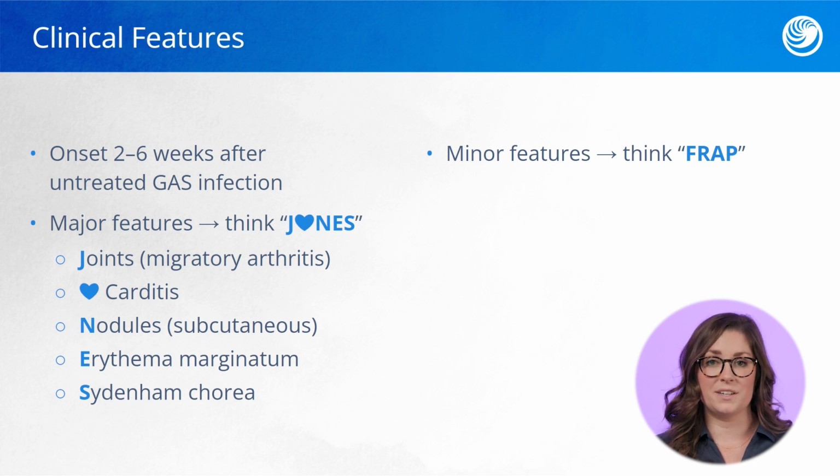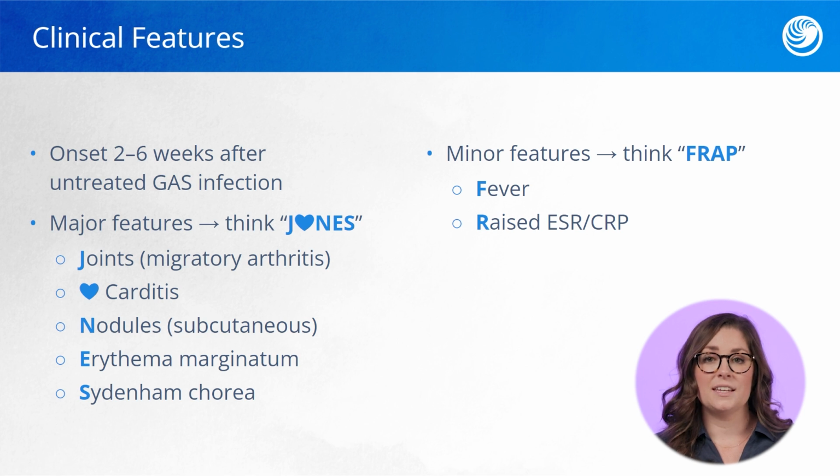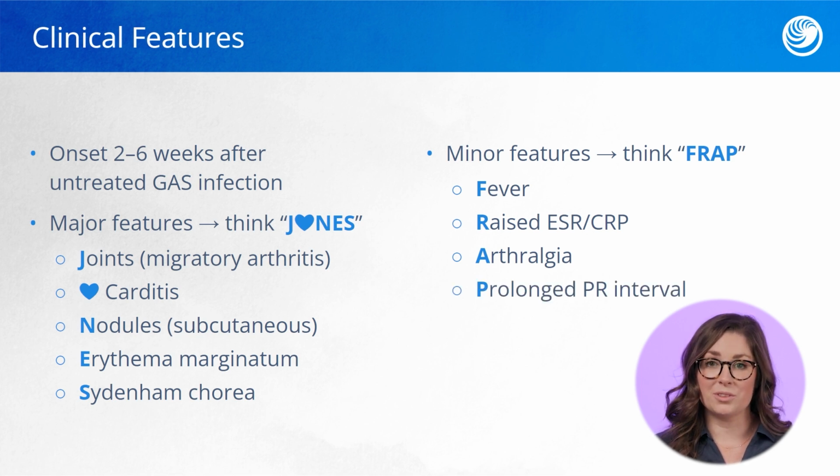The client will experience fever, raised ESR or CRP. Now these two are blood levels that are inflammatory markers. So of course they're going to be elevated when we have an increase in inflammation within the body. Arthralgia, or those joint pains due to that inflammation within the joints. And prolonged PR interval. Remember, there's inflammation within the heart, so this will reflect in EKG changes.